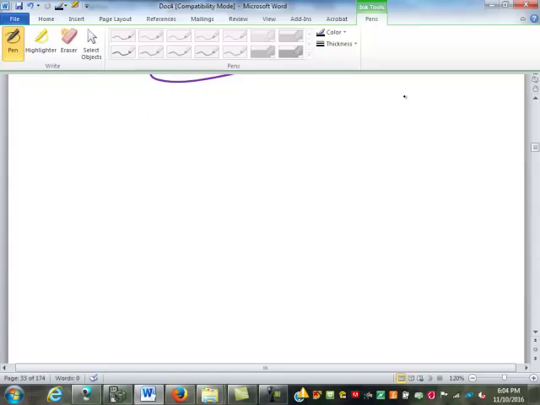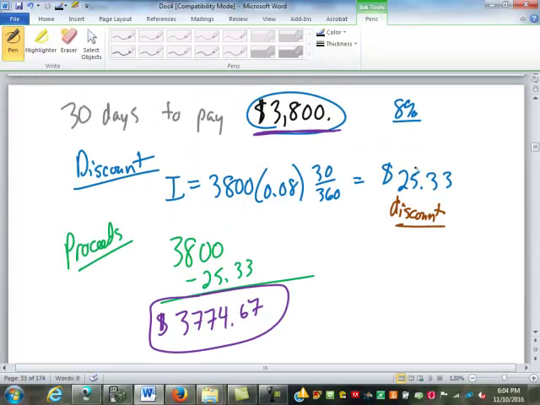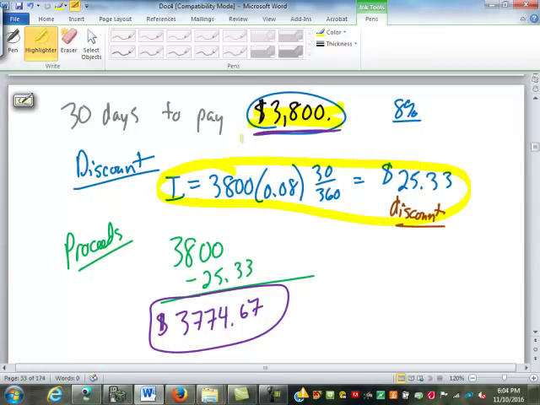Okay. Now we've mentioned, however, we're paying interest on the full $3,800 because the discount is calculated off the full $3,800. But we only receive that discounted amount. We mentioned earlier the effective interest rate is higher than the 8%. So let's take a look at finding that effective interest rate.